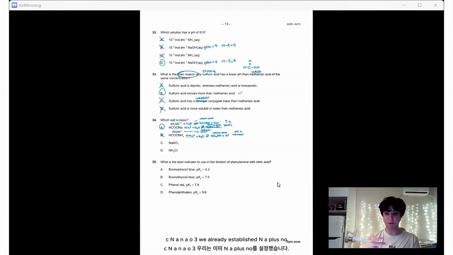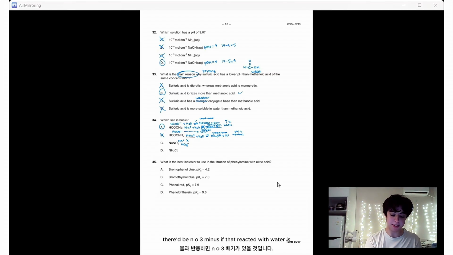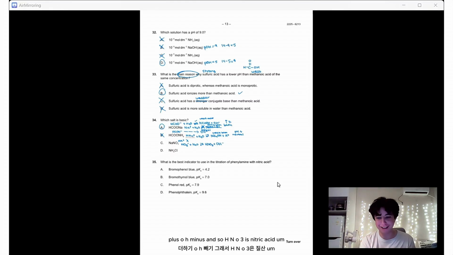C, NaNO3. We already established Na plus can't react, as seen in A. Meanwhile, with NO3 minus, if that reacted with water, we would have HNO3 plus OH minus. And HNO3 is nitric acid, and so that is a strong acid. Therefore, this reaction will not occur. So that's still, once again, going to stay neutral.